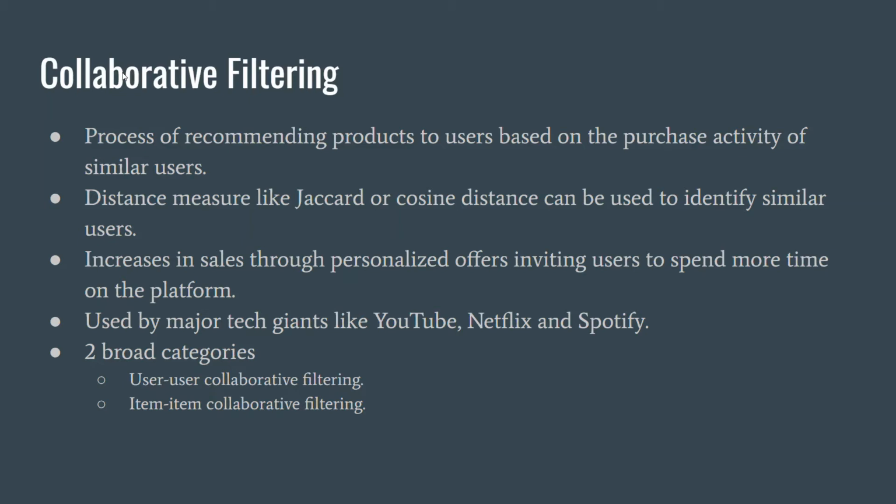So there are two broad categories of collaborative filtering, as we know it. The first one is user-user collaborative filtering, which in a broad sense is recommending products to users based on the preferences of similar users. The second one is item-item collaborative filtering, which is used for clustering items which are bought by similar users.